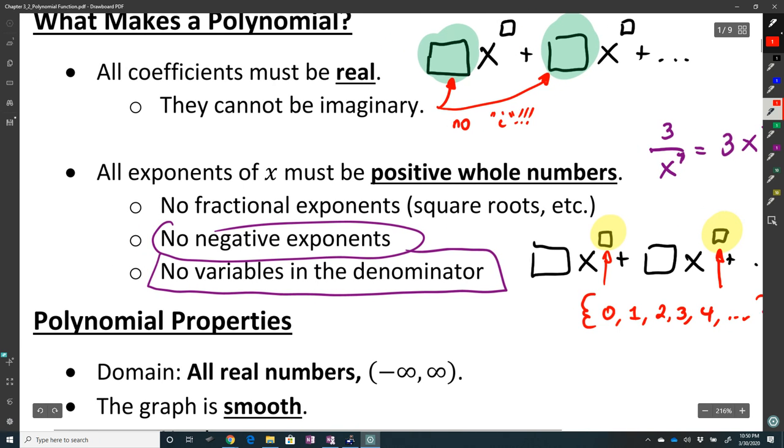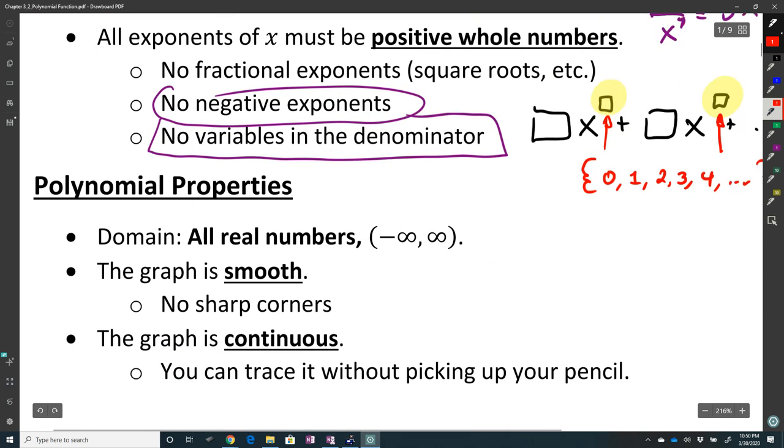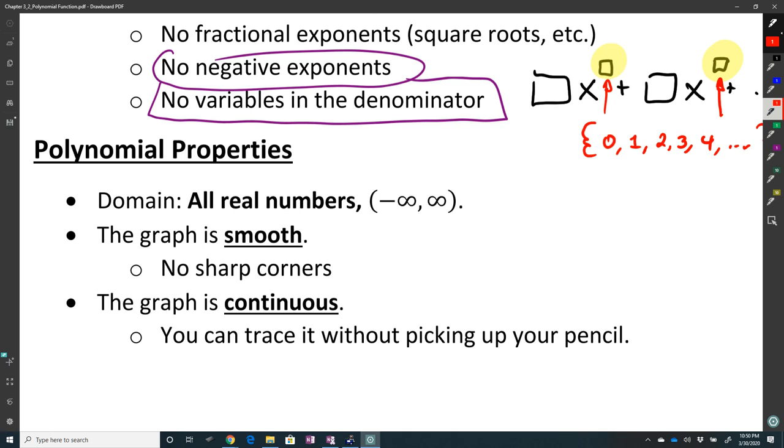All right, but other than that, if it meets those two criteria, then the domain of polynomials is really easy. It's always going to be all real numbers. So if I tell you that, hey, this is a polynomial, then you automatically need to know the domain. There's no math required. Oh, it's a polynomial? Okay, the domain is negative infinity to infinity.